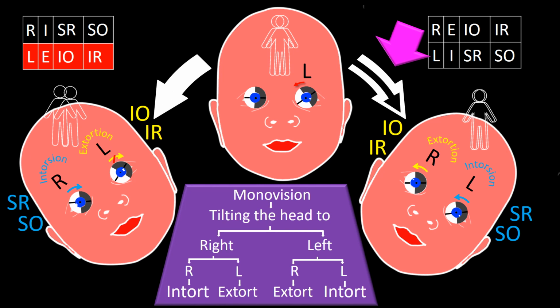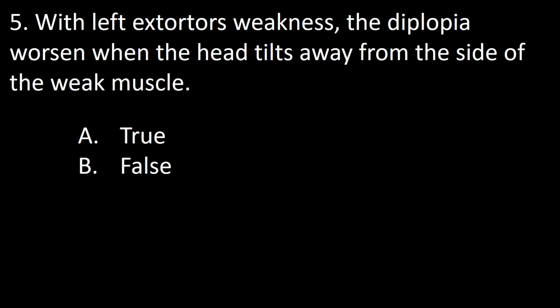With head tilt to the left, diplopia decreases because of the leveling of the equator by the change in the left eye position brought about by the tilt, and the fact that the left extortors are not needed to achieve normal eye position. This is so because when the head tilts to the left, eye positional correction is achieved by activation of the intortors. So the answer to this question is A.